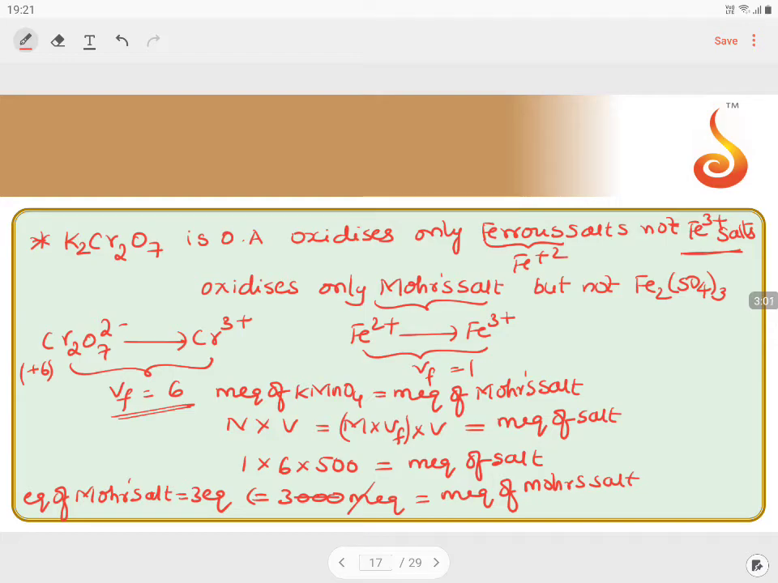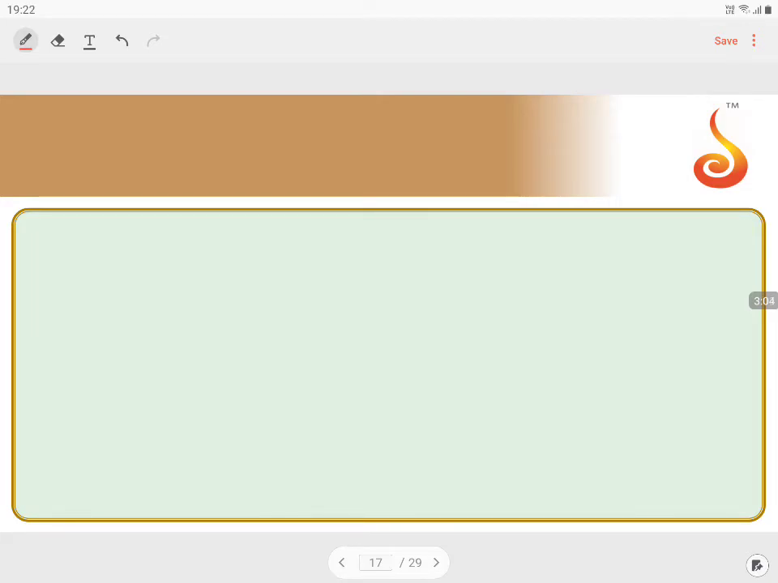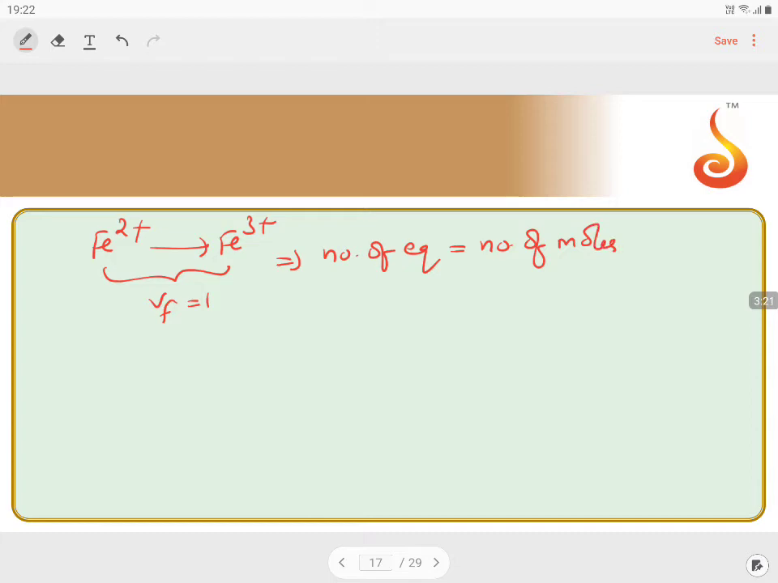Now since we know in the question that for Fe2+ to Fe3+ the valency factor is equal to 1, and we know that number of equivalents is equal to number of moles of Mohr's salt, so according to this concept, the number of equivalents is 3, so I can say directly this is 3 moles.